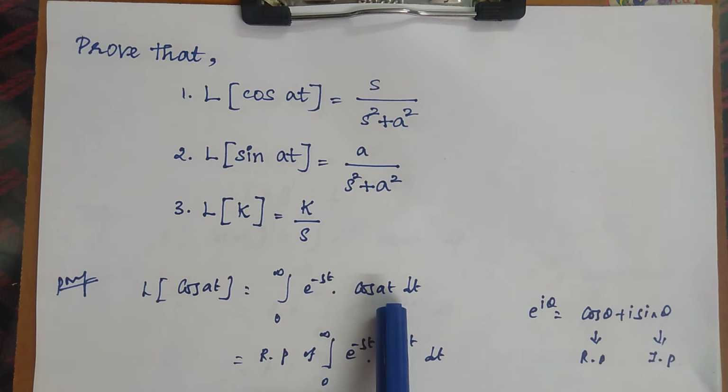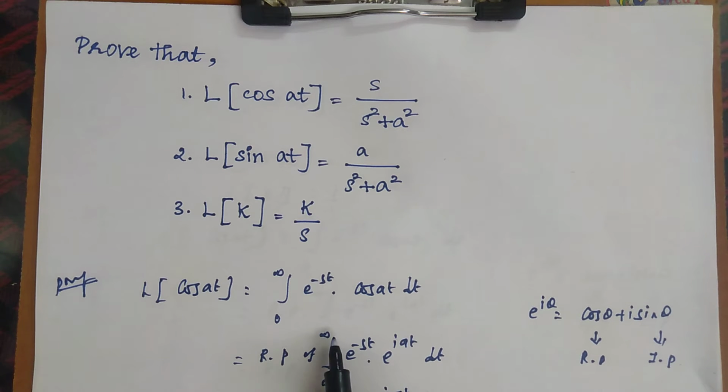So instead of writing cos at, we can write this as the real part of integral 0 to infinity e power minus st e power iat dt. Now look at this integration alone. This is of the form integral 0 to infinity e power minus st f of t dt. So we can write L of e power iat. Applying the definition of Laplace transform, this is equal to the real part of the Laplace transform of e power iat.